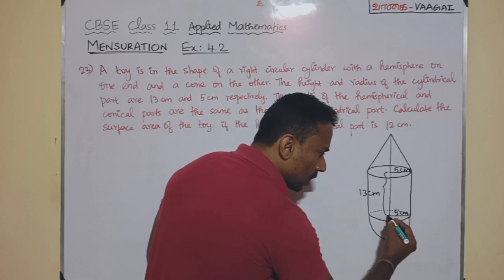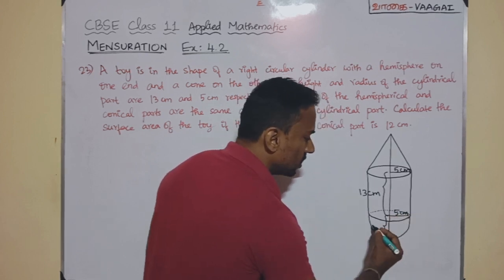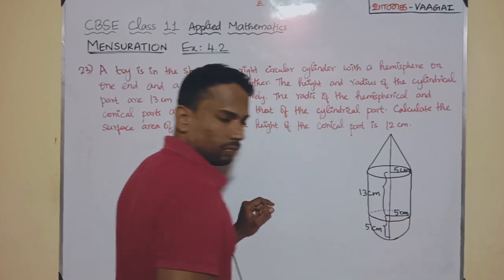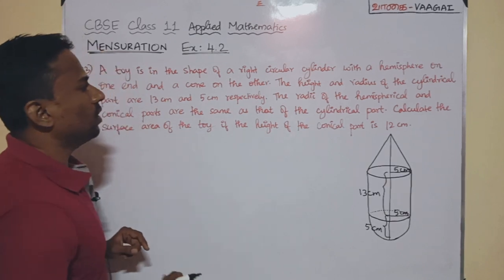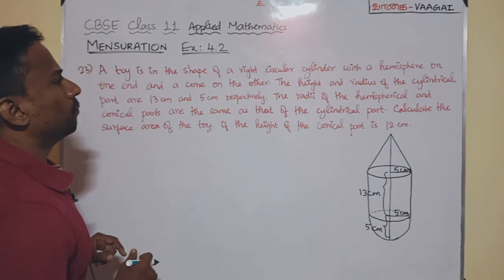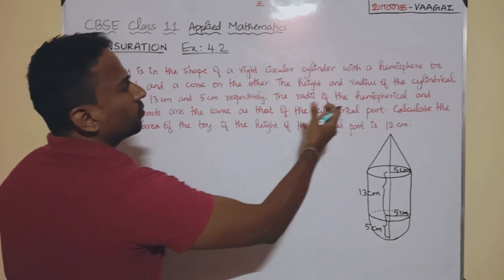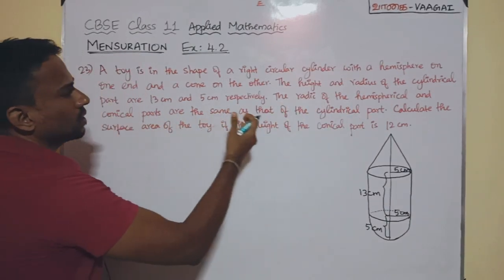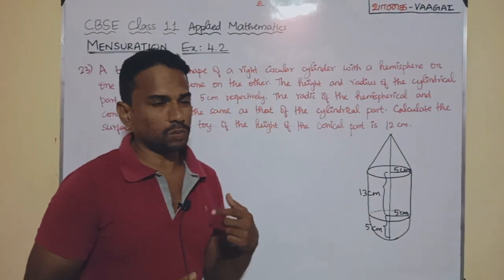For this hemispherical part, this height is also the same radius, which is 5 centimeters. Fine, let's continue the question. The radii of the hemispherical and the conical parts are the same as the cylindrical part. That's what they also mentioned here.